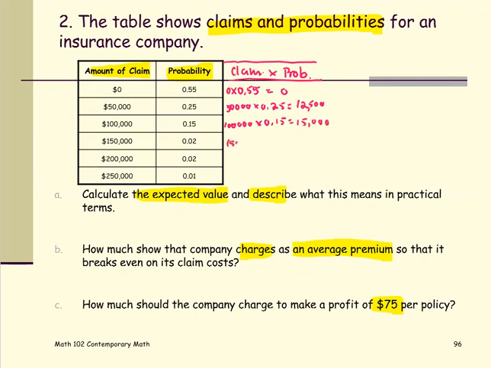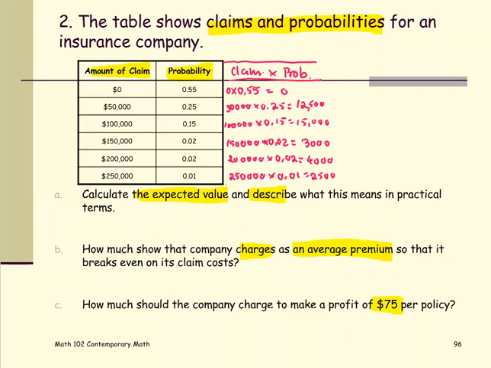The next one is 150,000 multiplied by 0.02 to get 3,000. Next one, $200,000 multiplied by 0.02 equals 4,000. The last one is 250,000 multiplied by 0.01 to get 2,500.